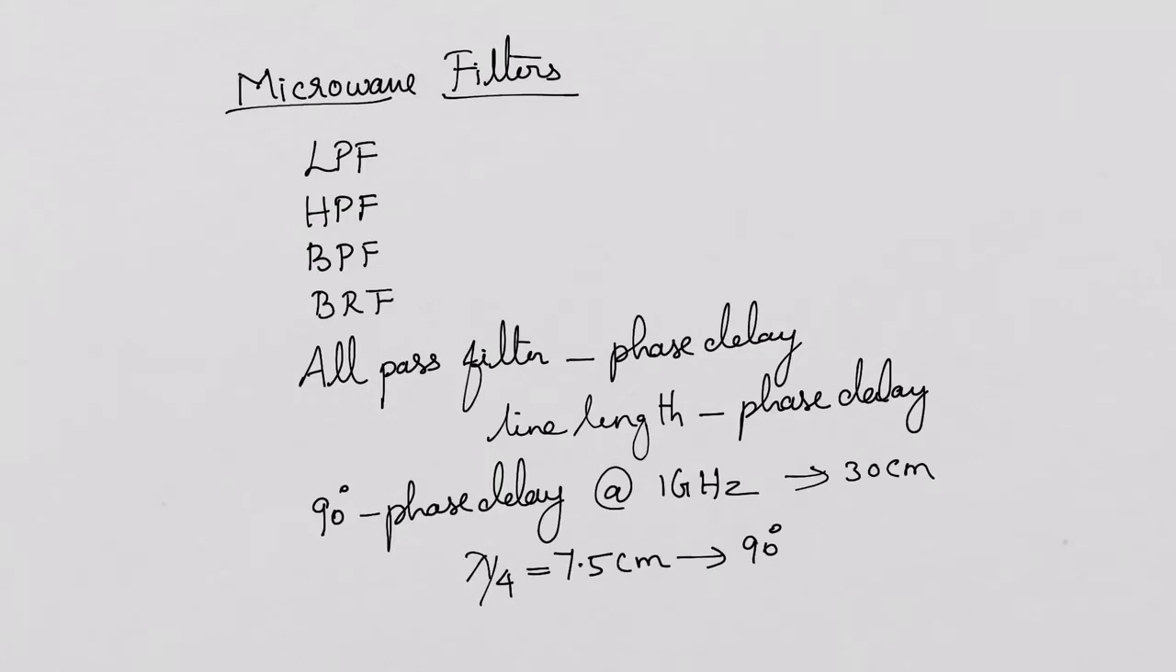Now we have another filter, the all pass filter. This cannot be designed at microwave frequencies, because all pass filters are designed for providing a phase delay, but at microwave frequency we can provide the phase delay by a simple line length. For example, if you want a 90-degree phase delay at a frequency of, let us consider, 1 gigahertz, the wavelength is 30 centimeter. So lambda by 4 will be 7.5 centimeter. That will provide a 90-degree phase difference.